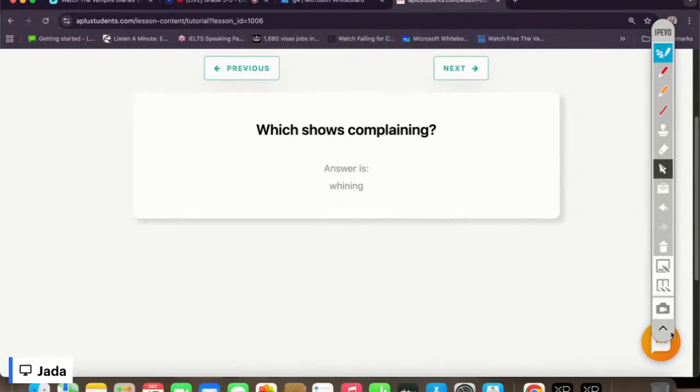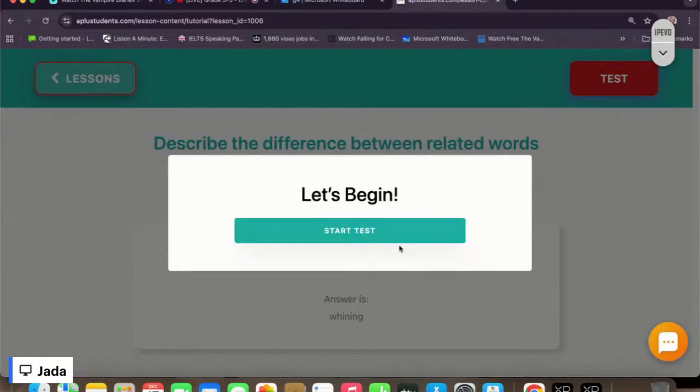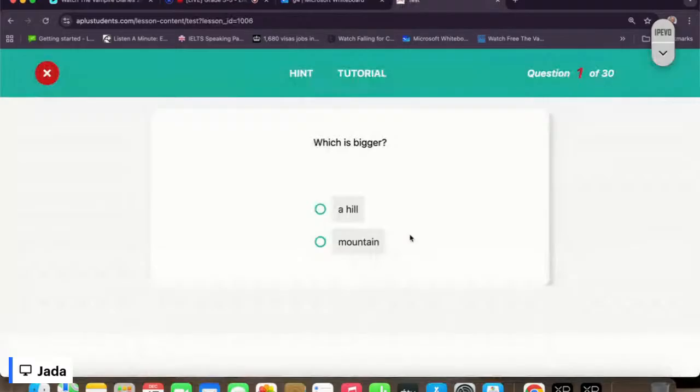Okay, so let's move on to the test, and I want every one of you to send in your answers. It's a live class, and I can see your answers, and I can see you all chatting on the chat. Okay, so let's interact, send in your answers. Okay, so which is bigger, a hill or a mountain?